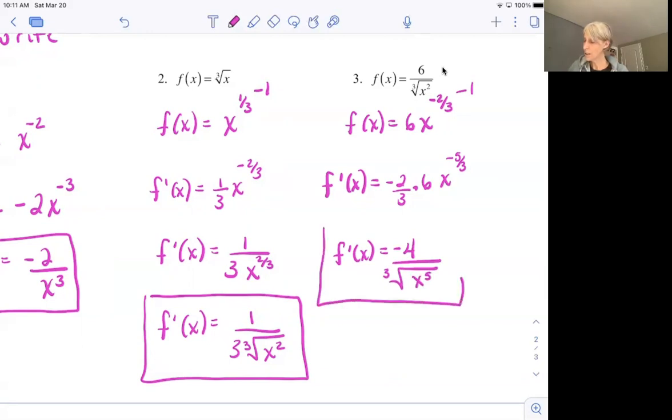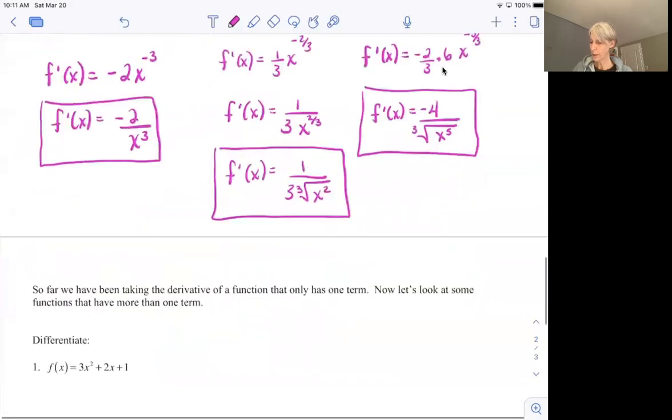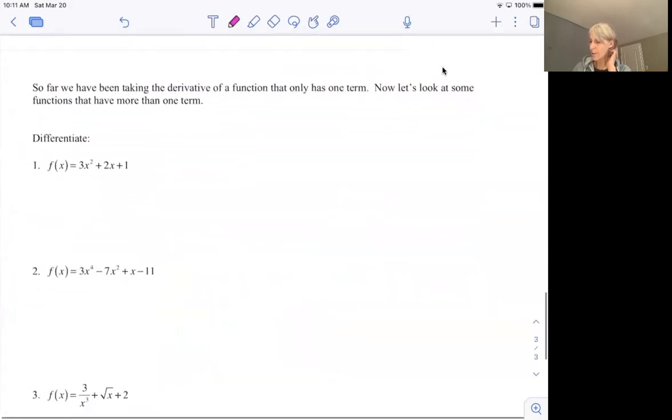Now, all of this multiplying of fractions, you should be able to do in your head. We're not relying on our calculator. Okay. We're not giving decimal powers. Everything's going to be as a fraction. Okay. So far we've been taking the derivatives of functions that only have one term. Now remember, a lot of the functions we're going to be dealing with are going to have more than one term. All you have to remember is go each term one at a time and apply the rule.